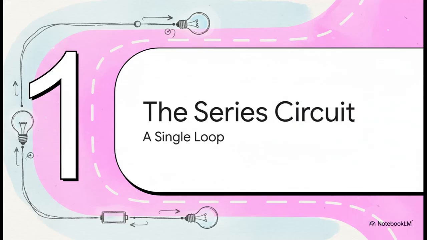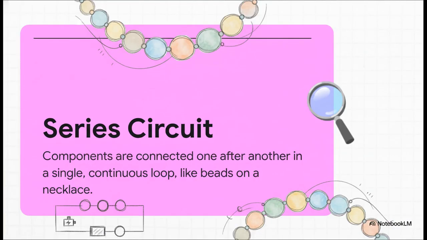Okay, so let's start with that one-way street, the series circuit. And really, the name gives it away. Everything is lined up one after another, in a series. So what is it, really? A series circuit is where all the parts are connected end to end, making just one single, unbroken loop.